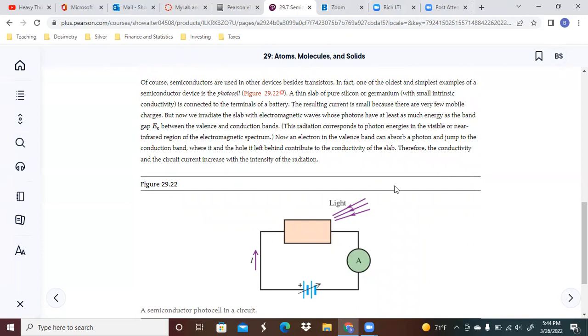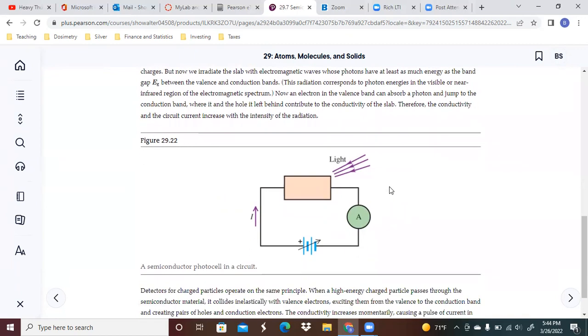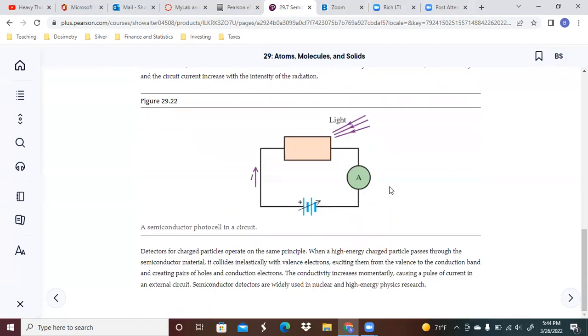Now an electron in the valence band can absorb a photon and jump to the conduction band, where it and the hole it left behind contribute to the conductivity of the slab. Therefore, the conductivity and the circuit current increase with the intensity of the radiation. And detectors for charged particles operate on the same principle.